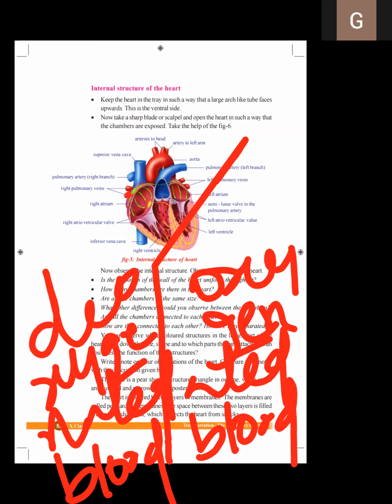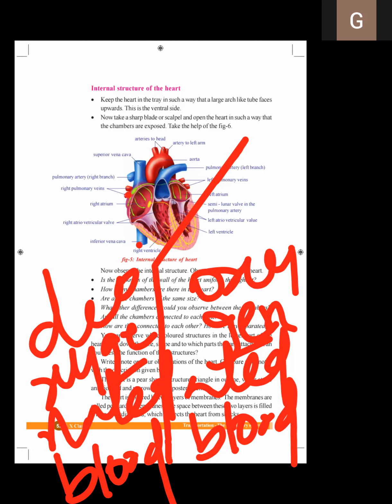Then the vein which is present at the posterior end of the right side of the heart will collect the blood from the lower parts of the body. Lower parts means hands, legs. The superior vena cava and inferior vena cava open into the right atrium. The inferior vena cava is also called the postcaval vein.